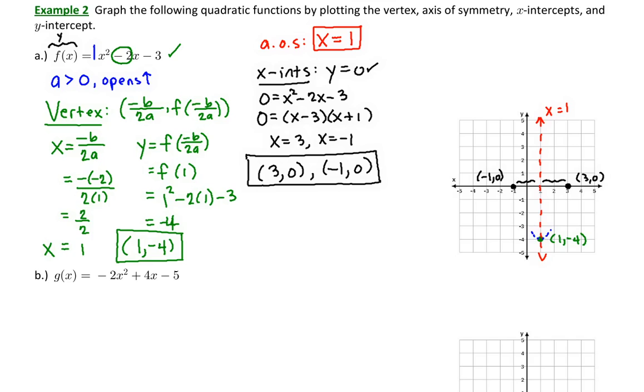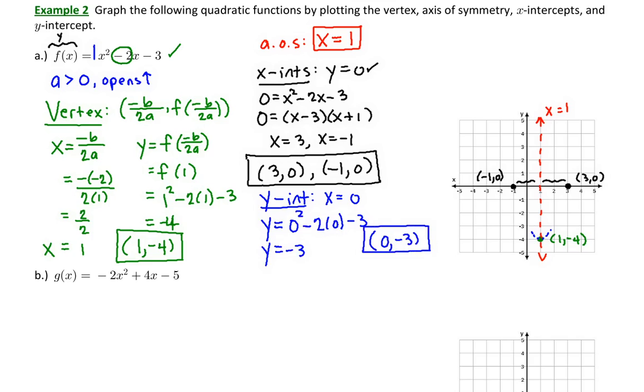Okay, we also need to find the y-intercept for this parabola, and to find the y-intercept, we set x to 0. So going to our original equation and replacing all of our x's with zeros, it looks like we have a y-coordinate of -3. So officially, our y-intercept is (0, -3). Let's update that on our graph, (0, -3).